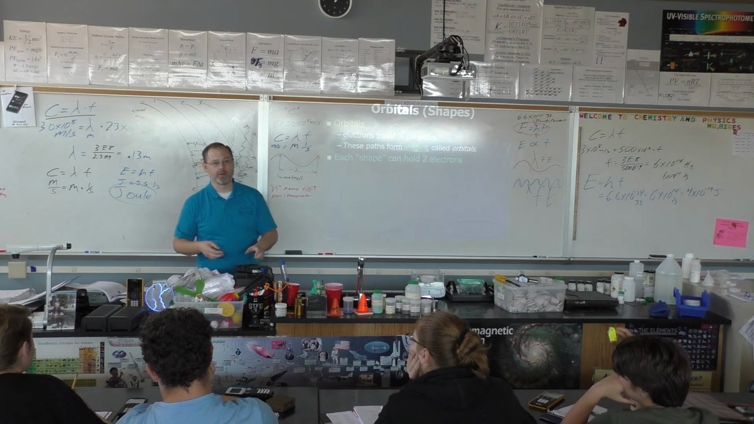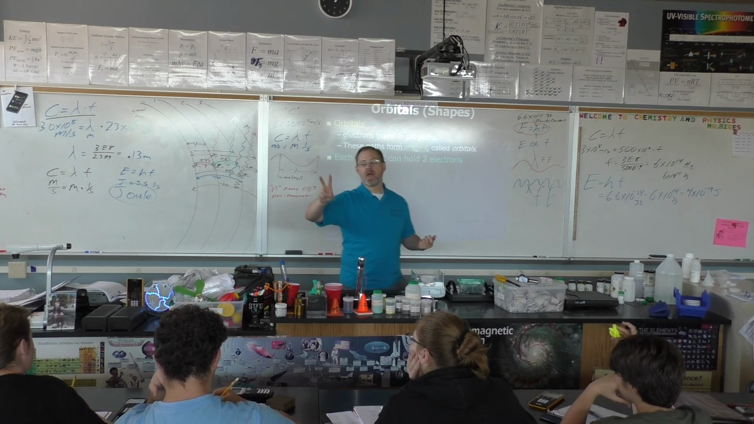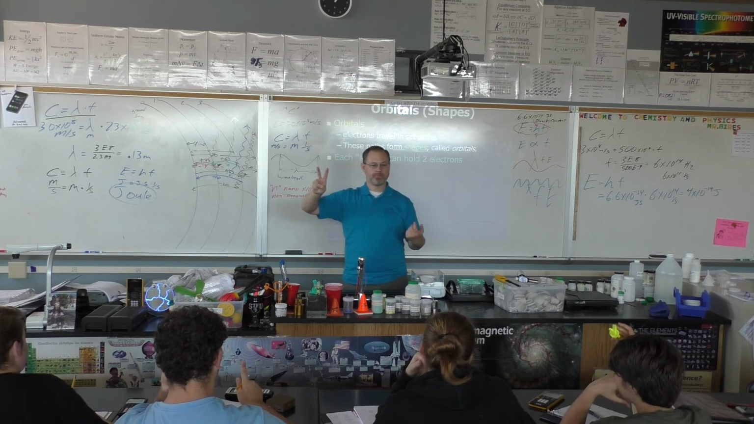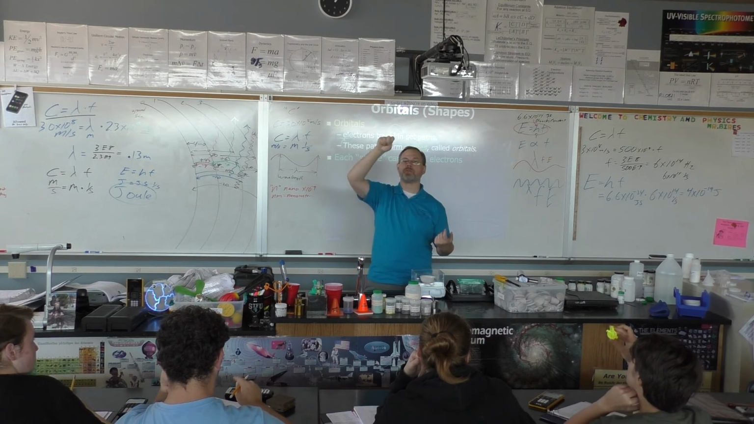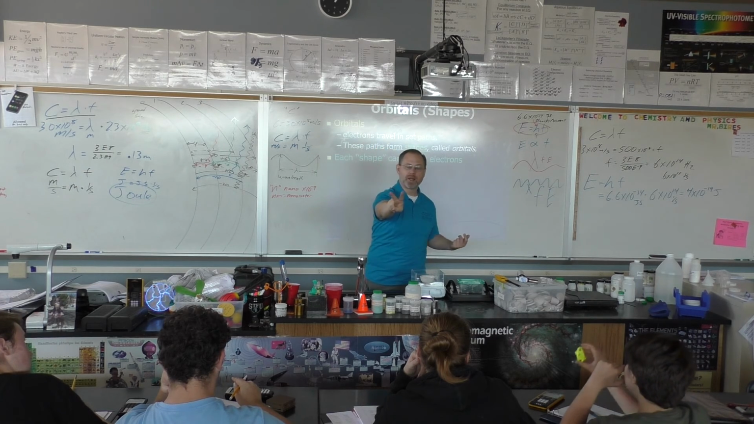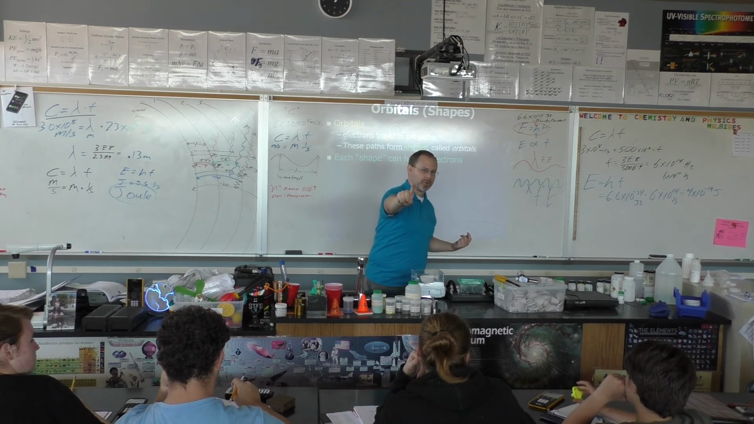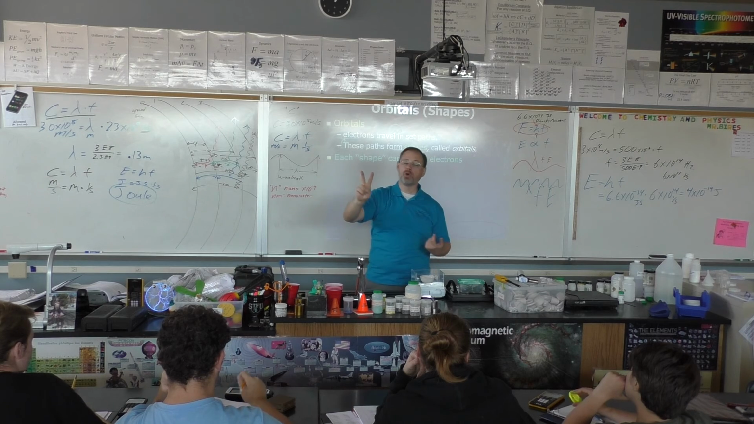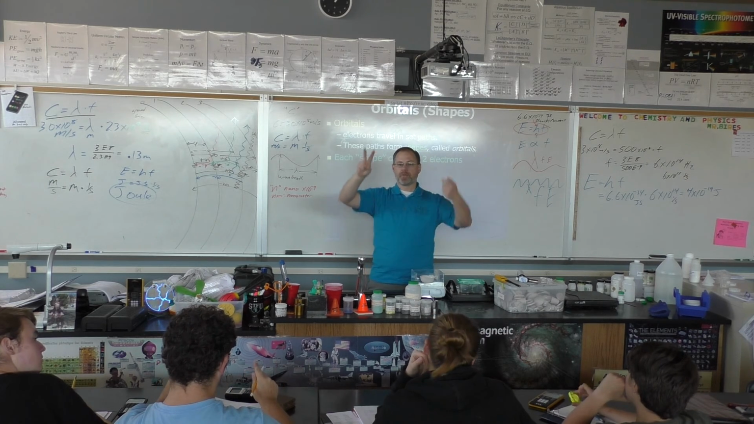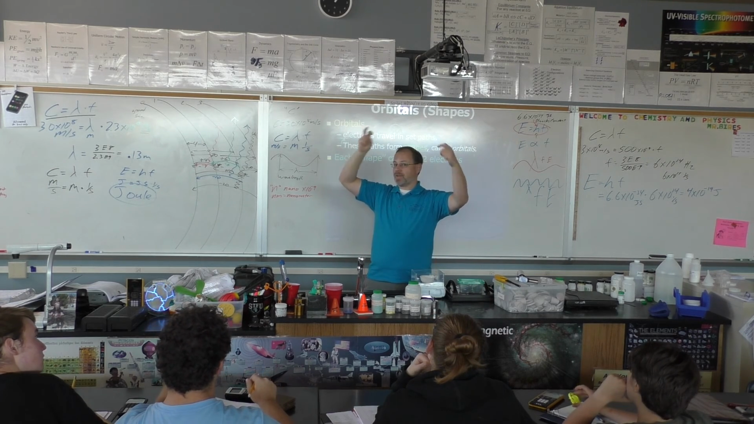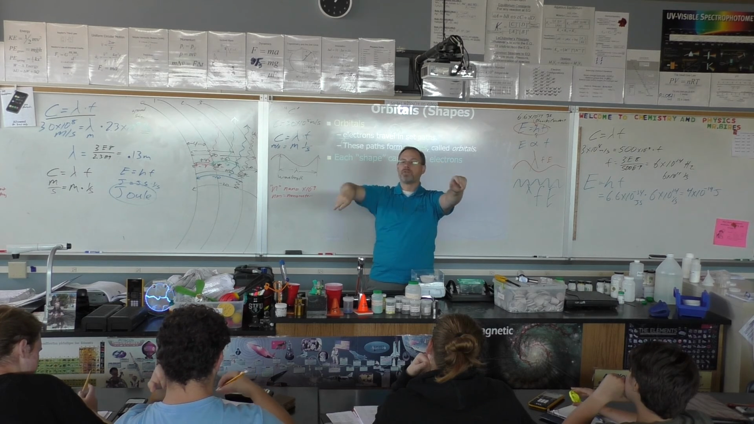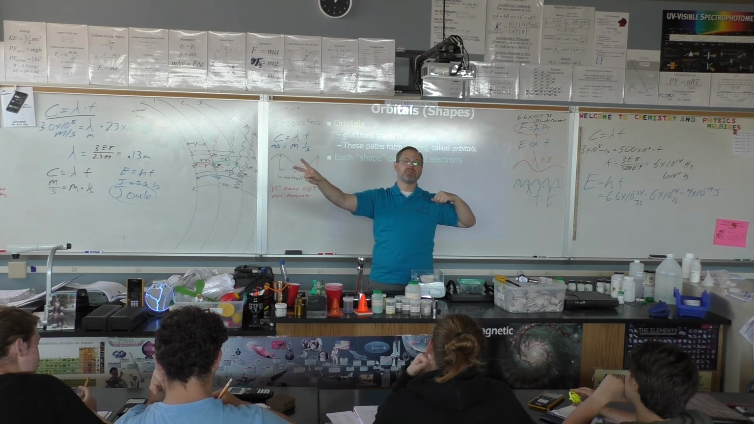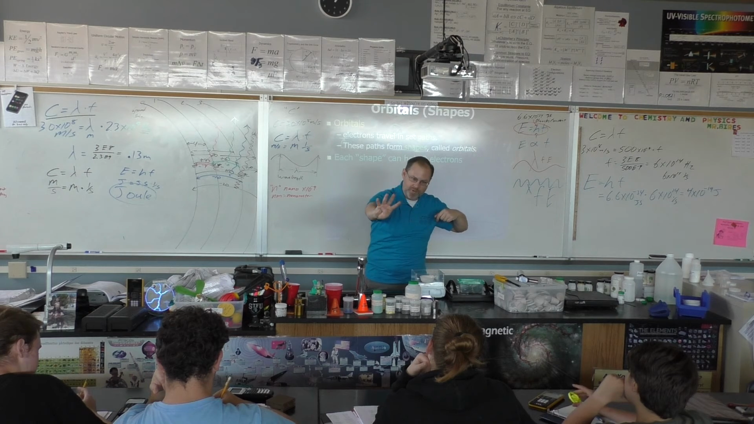Now, level 1 has 2 electrons. How many orbitals can it hold? 1. Each orbital holds 2 electrons. Level 1 can hold 2 electrons. Level 1 holds 1 orbital. Level 2 can hold how many electrons? 8. Each orbital holds 2, so how many orbitals in level 2? 4. See how this is working?